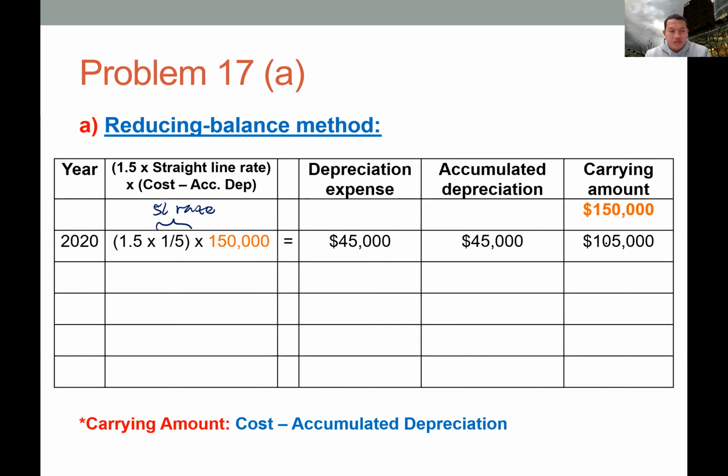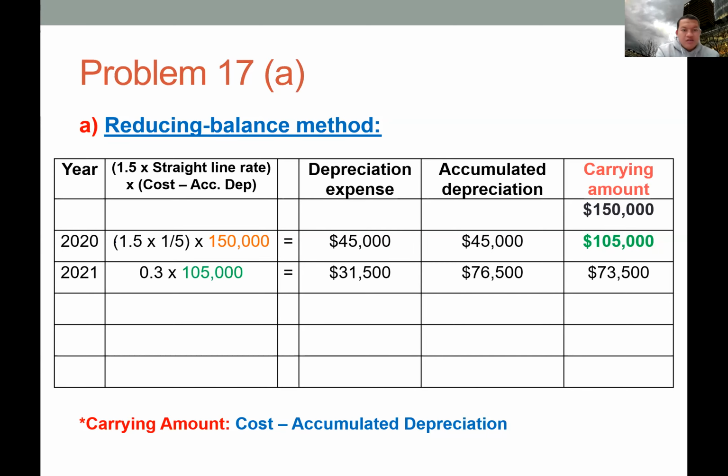Okay, so you can continue this calculation to the following year. Okay, so we use the same formula, 1.5 times 1/5, but now we use the book value or the carrying value in the beginning of the second year, or 2021. We take from here, so 105,000 multiplied by 0.3, we get 31,500. Okay, and then we accumulate this depreciation expense. So 45,000 plus 31,500, we got 76,500, and we calculate the book value as well.